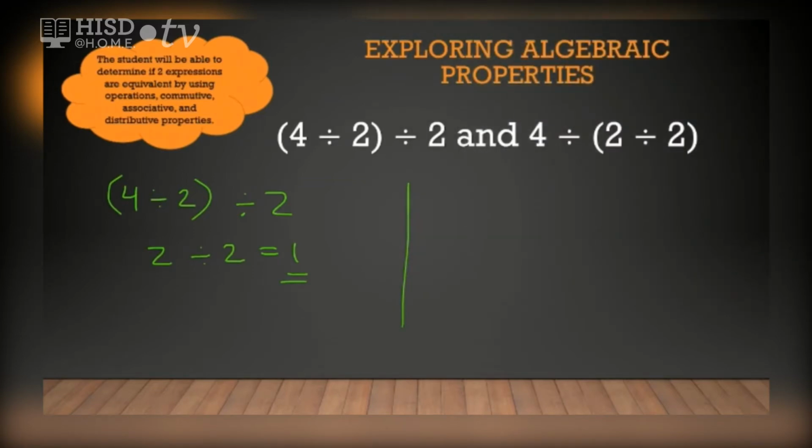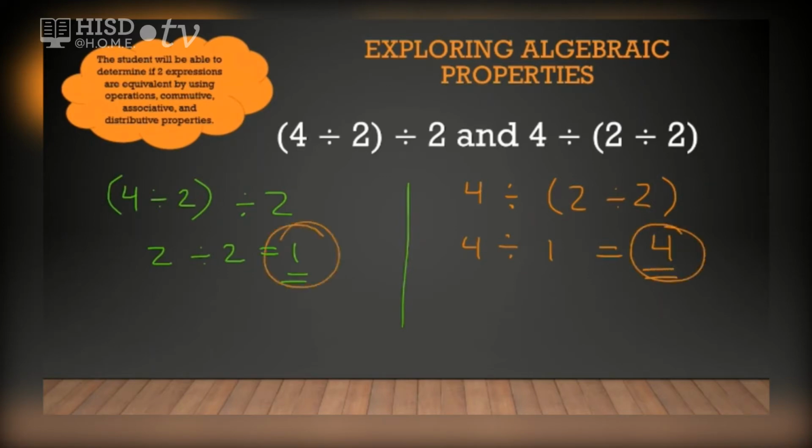Now we have the grouping changed, and I'm going to start the division on the far right. So I'm going to keep the 4, and then 2 divided by 2 is going to be equal to 1. Now I divide 4 by 1, and that's going to give me a result of 4. So I can see that the associative property on division does not apply.